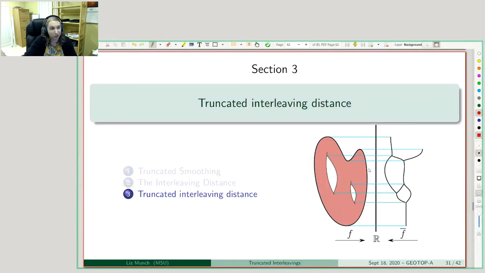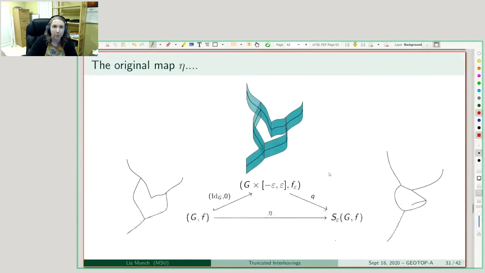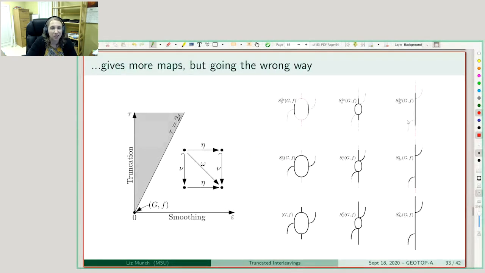And so what we can do is check to make sure that our truncated interleaving procedure is also a categorical flow. So my original map eta was the one that took points in here, sent them to (x, 0) in my thickened space, and then looked at where they went under the image of the quotient map. Essentially we can use this eta to build a whole bunch of other maps that we need to build our categorical flow. The problem is essentially that the immediate way you would think about it, they go the wrong way.